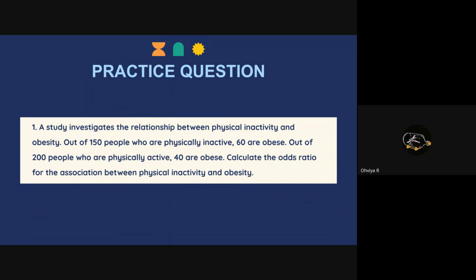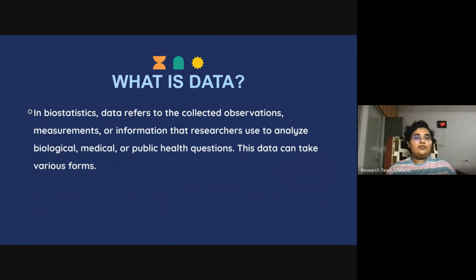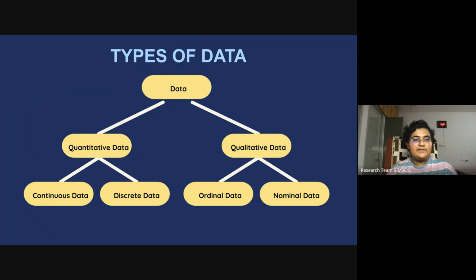Now let us talk about data. So what is data? It is just the observations or measurements or whatever information that you have collected to answer your research question, right? Data can be of many types. Broadly it is divided into qualitative and quantitative data, depending on if it can be measured numerically or not. Quantitative data is further divided into continuous data and discrete data, and qualitative data is further divided into ordinal data and nominal data, right?